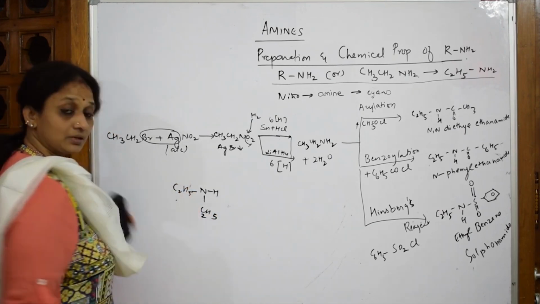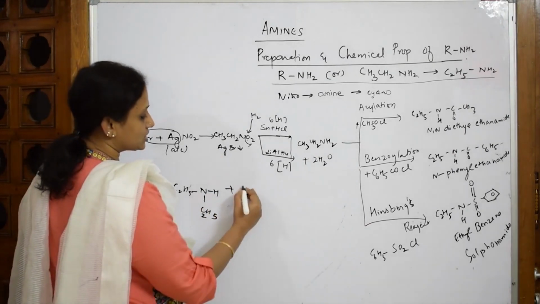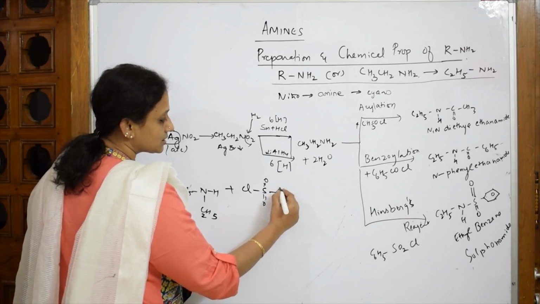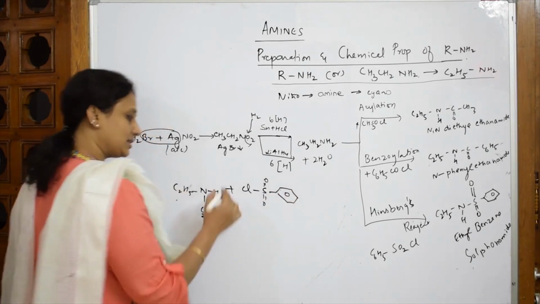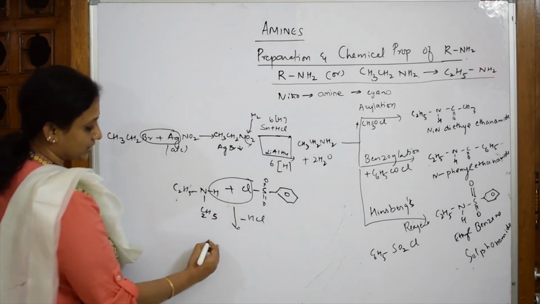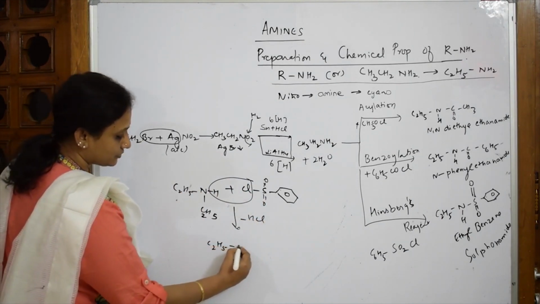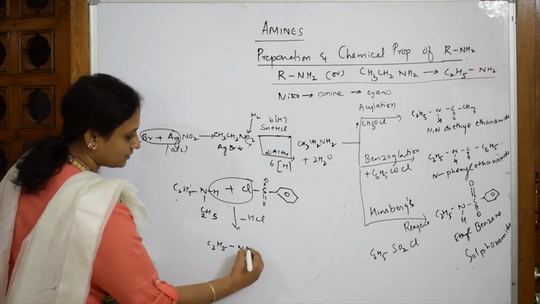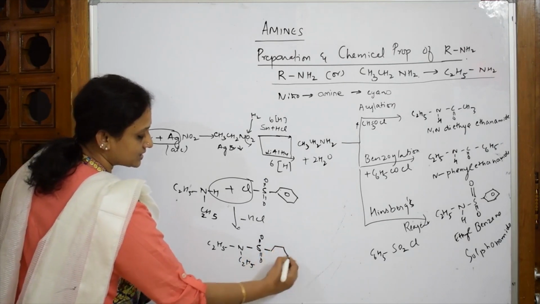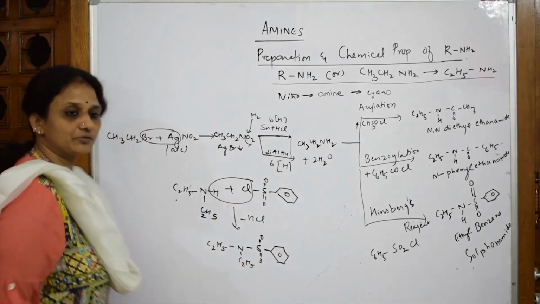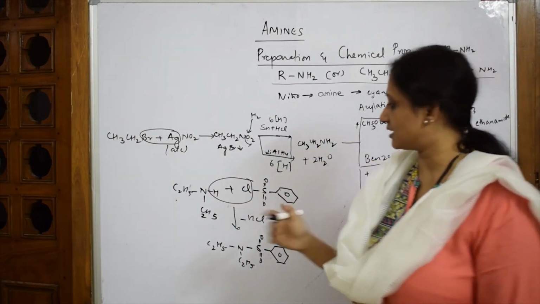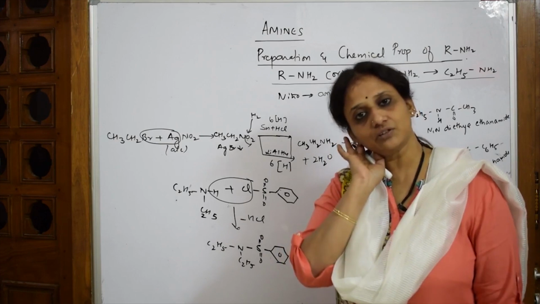C2H5, not a problem. To this, I'm going to add Hinsberg reagent, that is Cl, S double bond O, and your benzene ring. Same story again. Take out HCl and join C2H5N, C2H5, SO2 and benzene ring. This is one more modification of this. Instead of primary amine, I took secondary amine, nothing else. Now, tertiary amine, can I take? I can't, because there are no replaceable hydrogen atoms.